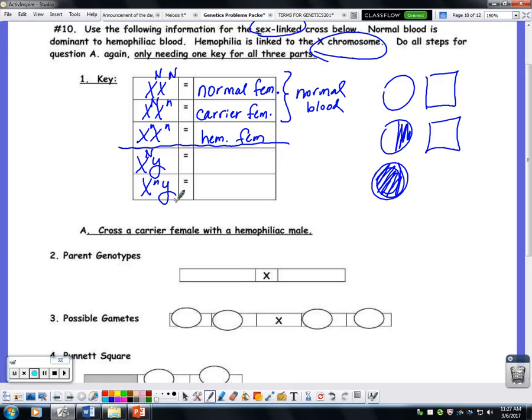So this would be a normal male. Normal male, and he would be unshaded. And this would be a hemophiliac male, and he would be shaded in. There is no half-shaded square on a sex-linked trait because a guy doesn't get 2 X's.